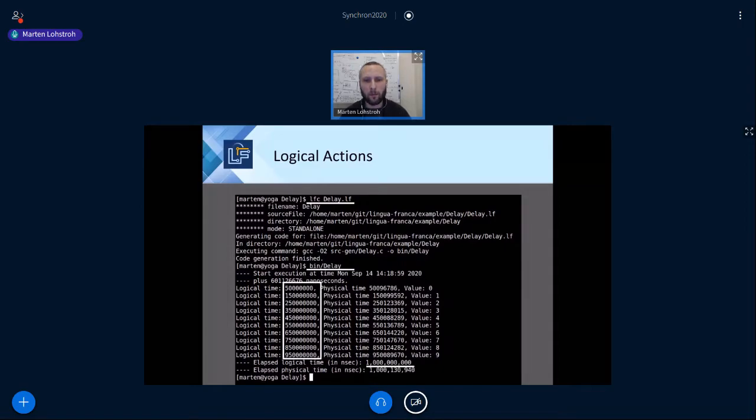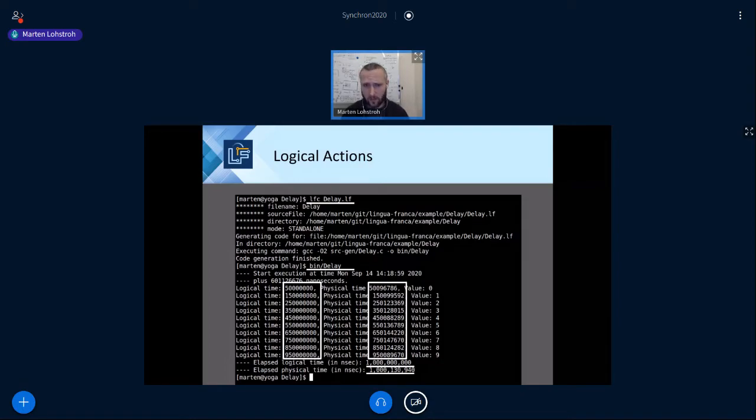We then execute the binary, and as expected, the printed time values start with an offset of 50 milliseconds due to the initial delay, and then continue with a period of 100 milliseconds due to the timer. And notice that the elapsed logical times are exact. So the physical times, they approximate the specified timing. And this is because in Lingua Franca, events are not released until the physical time has surpassed their tag.